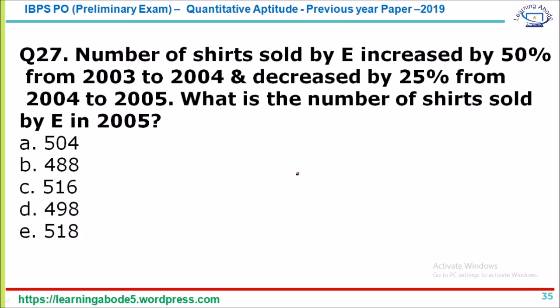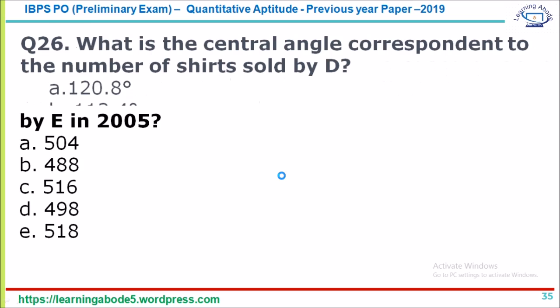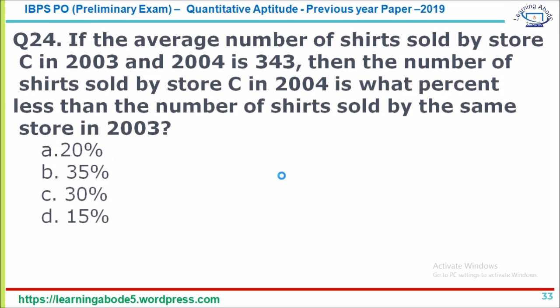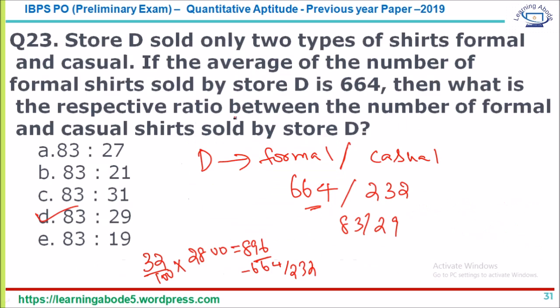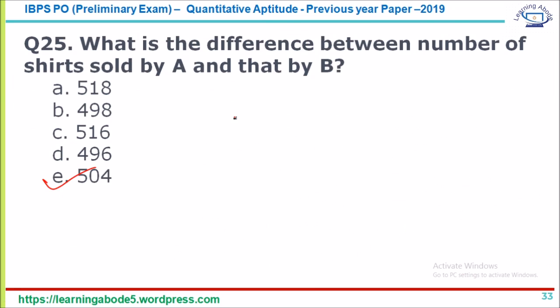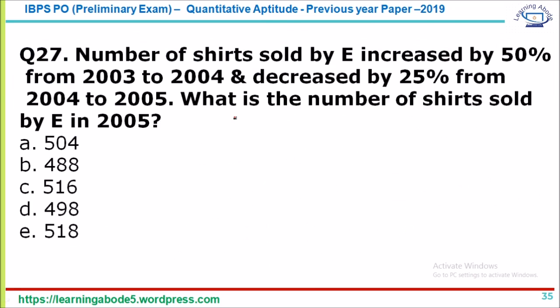Question 27. The number of shirts sold by E increased by 50% from 2003 to 2004 and decreased by 25% from 2004 to 2005. What is the number of shirts sold by E in 2005? Now, first of all, what is the number of shirts sold by E in 2003? This is E, that is 16%. Okay. Now, coming back to the question here.